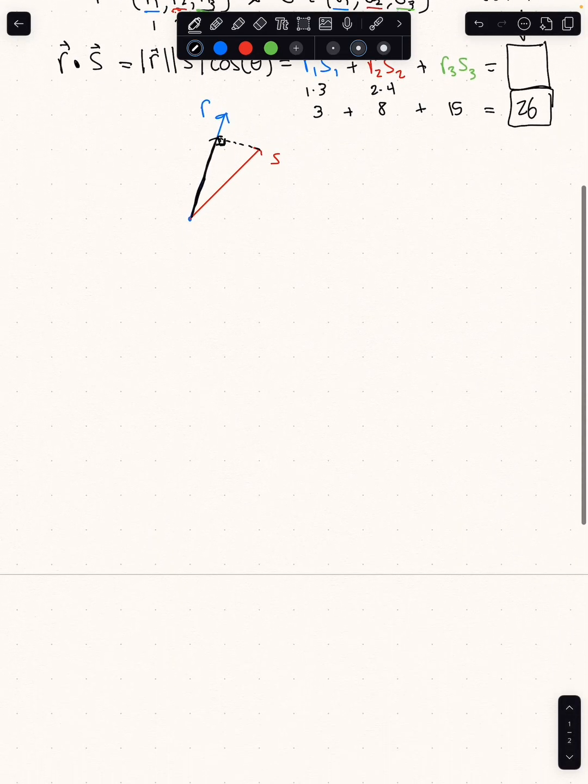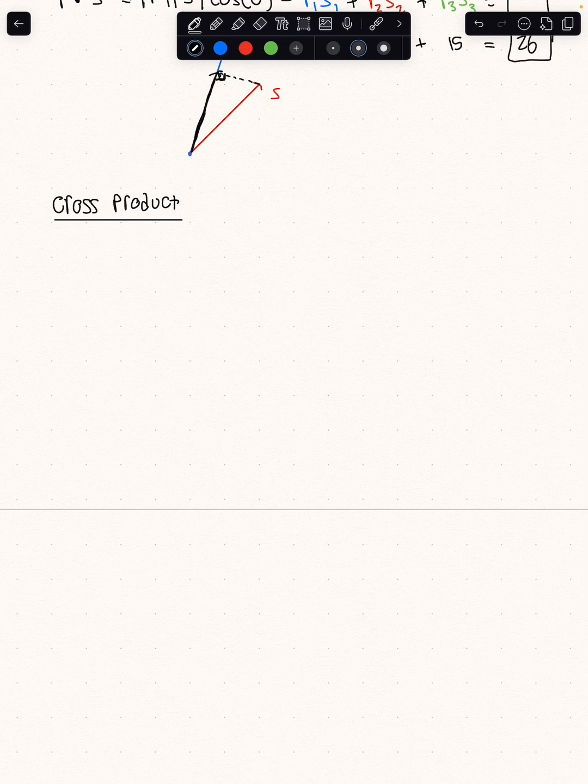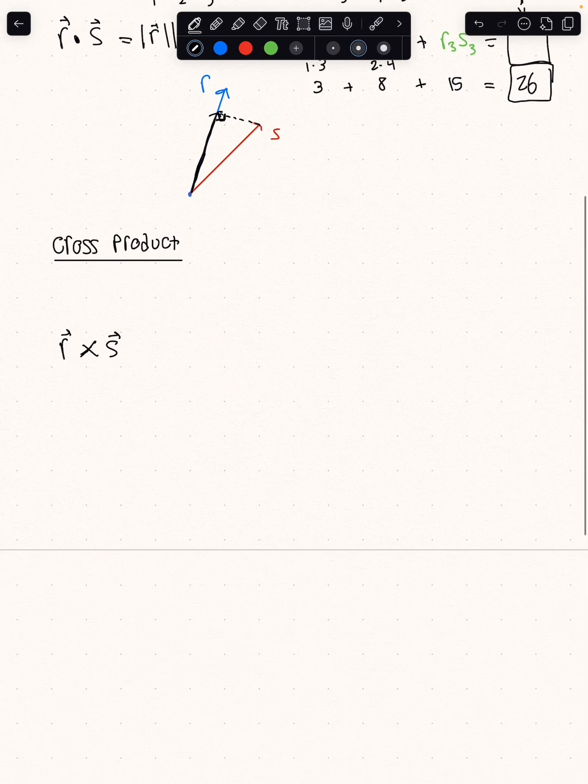The next important part of vector operations is going to be the cross product. Slightly more difficult than the dot product, but this is going to be denoted as R cross S, again with our two vectors R and S from before. And almost the only way I've ever done cross products is by doing the determinant of the matrix created by these two vectors.